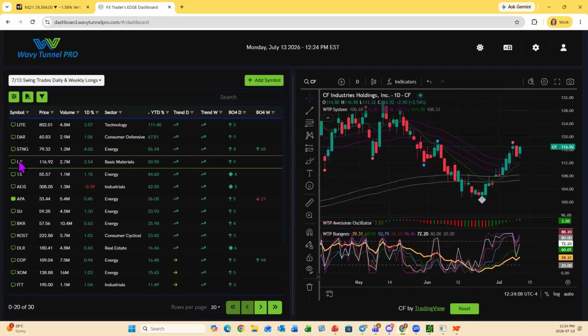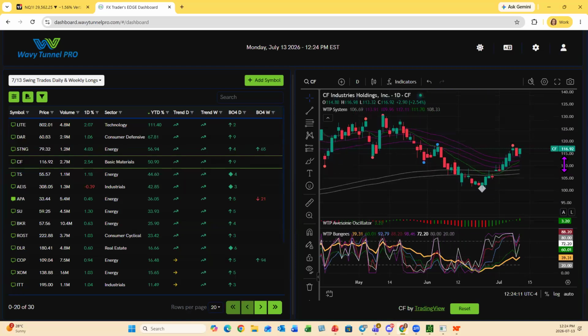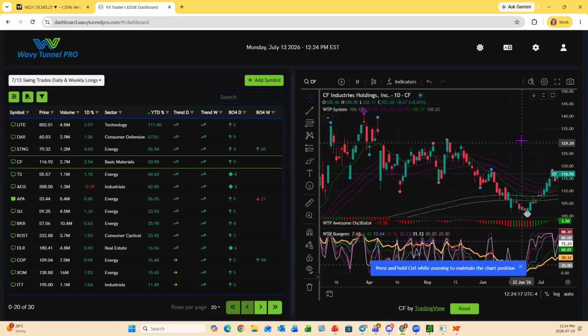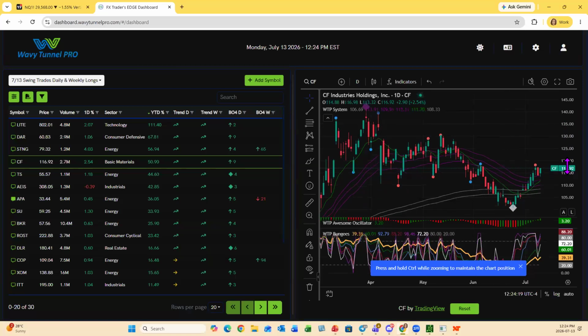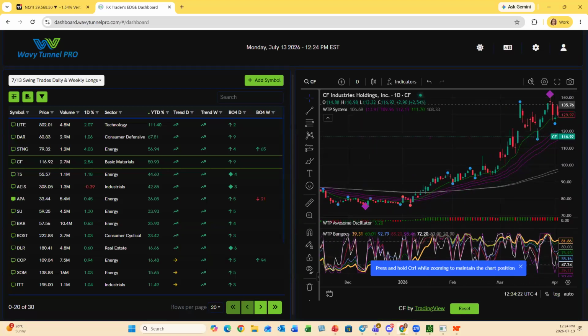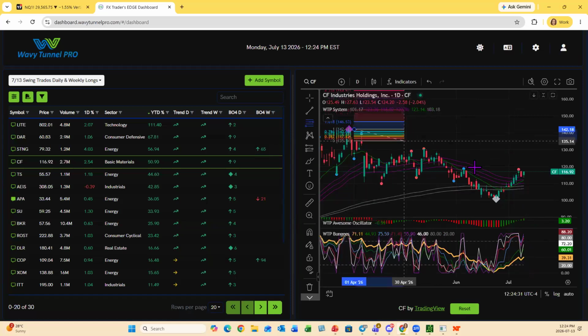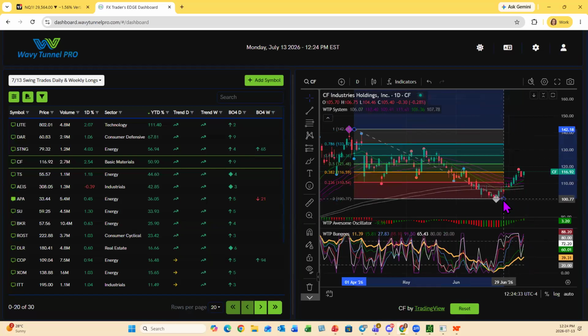Here's another one. CF Industries. I can draw the Fibonacci here as well and see where we are. We're early. I mean, it's still early. We're at the 38.2 right now. So a close above this could be a trade for the next target, 50%, 61.8.